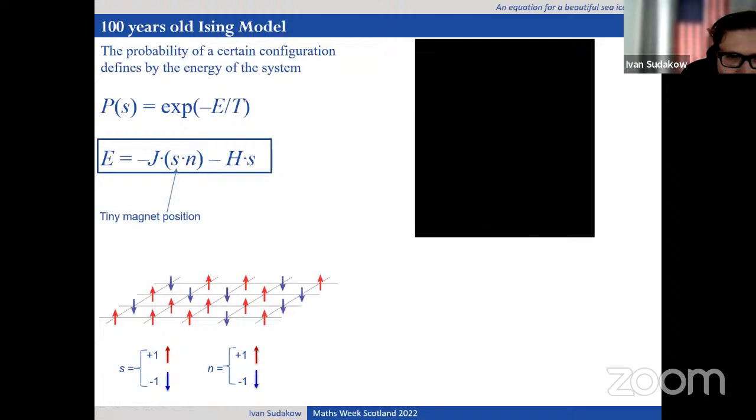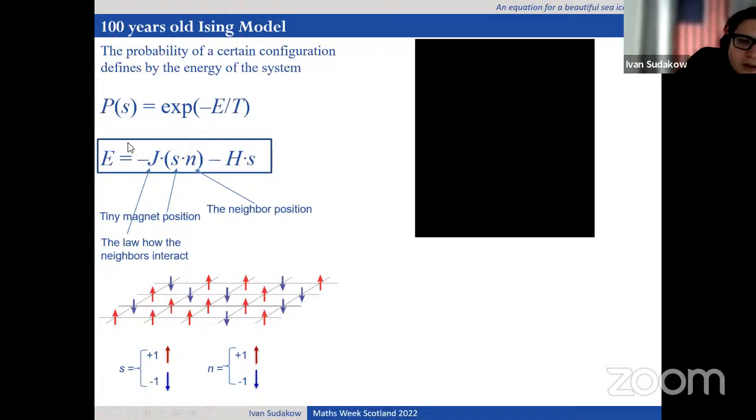It's the energy of such a system, and I'll just quickly show you what it means. It's just a simple thing. We have a product. S is the tiny magnet position. It can be up or down, +1 or -1, depending on what color it takes. This is the neighbor position. If you have this tiny magnet here, the next neighbor is here, called N, and it has another position, looking down, which will be -1.